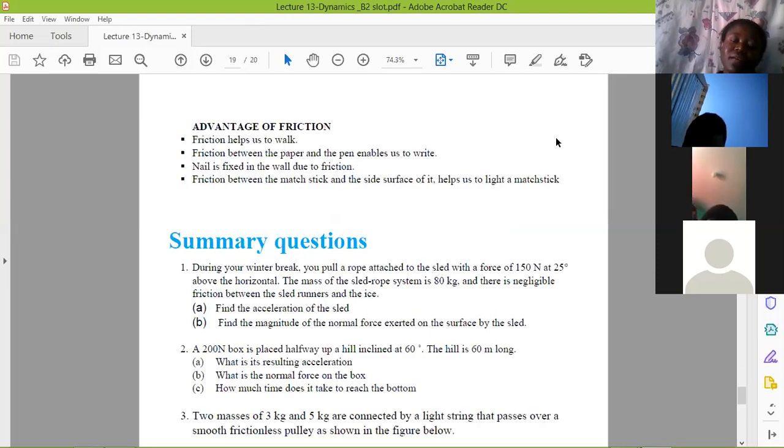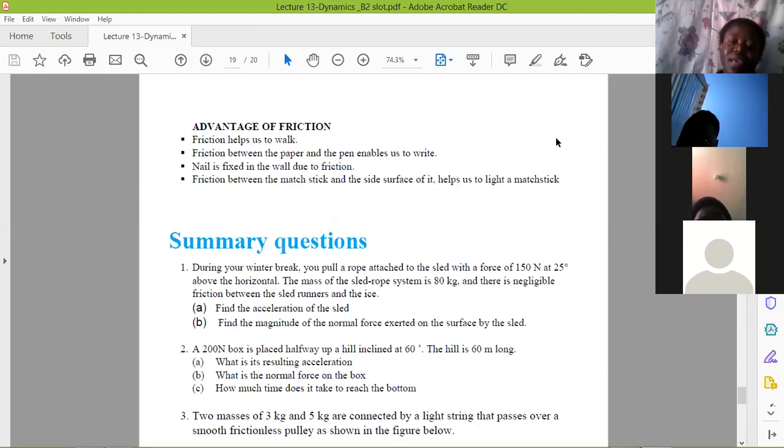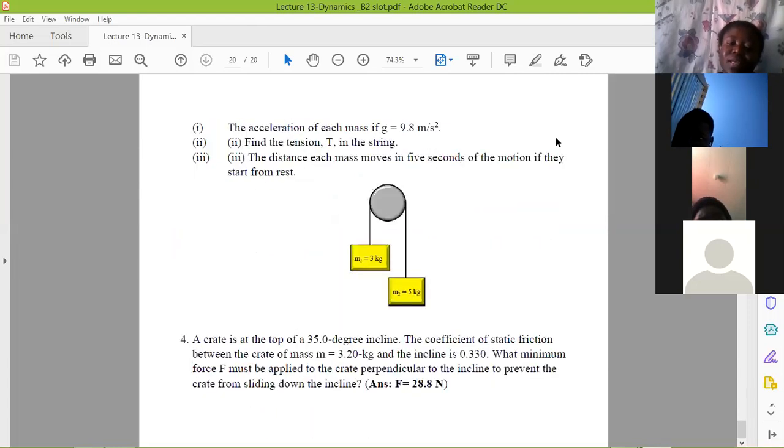With friction, as I've said, without friction I think most of the work cannot be done. It's because of friction that when you are sitting, you are not falling. It's because of friction that we are able to walk. It's because of friction that you're actually able to do so many things. Okay, so we come to the end of that, and the examples and summary questions are here for you to go through.